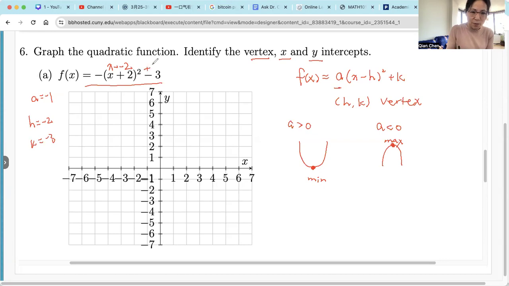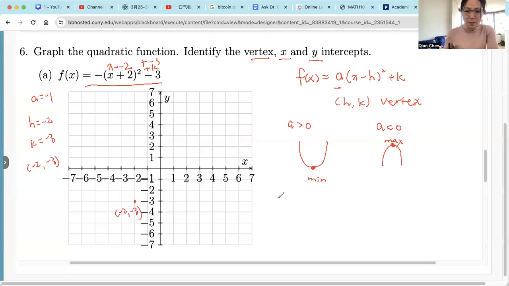Remember in the formula, we have plus k, right? So in this case, it's plus -3. So the vertex is (-2, -3). Well, x value -2 here, -3 goes down. So this is the vertex, (-2, -3).